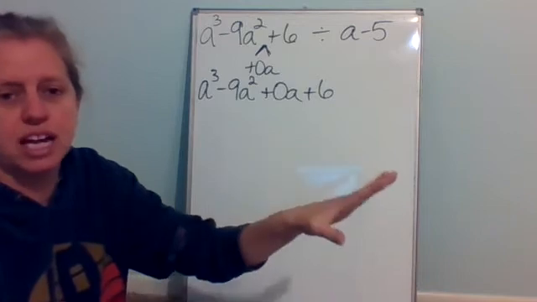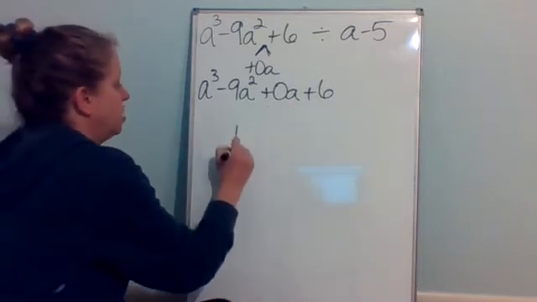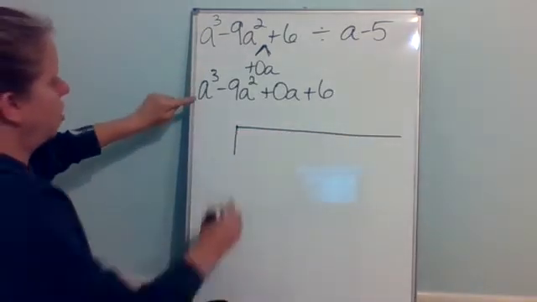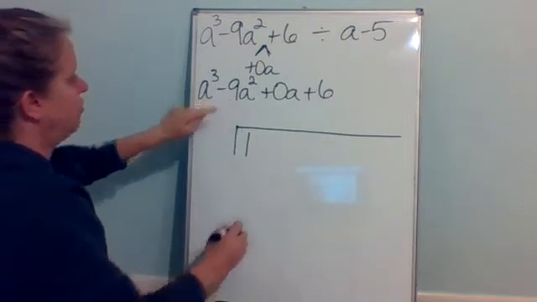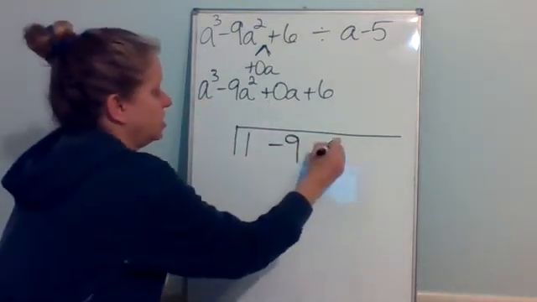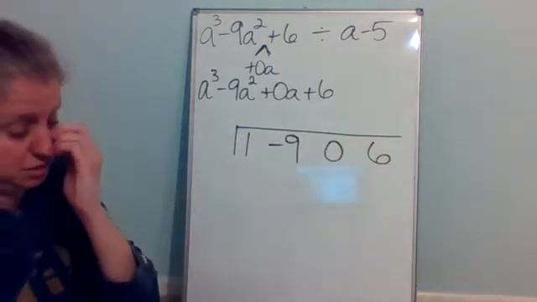So again, you're just filling in any missing term with a 0 for that term. So when I do my synthetic division, I'll use the 1. In front of a squared is negative 9. In front of a, there is 0. And then your constant is 6.